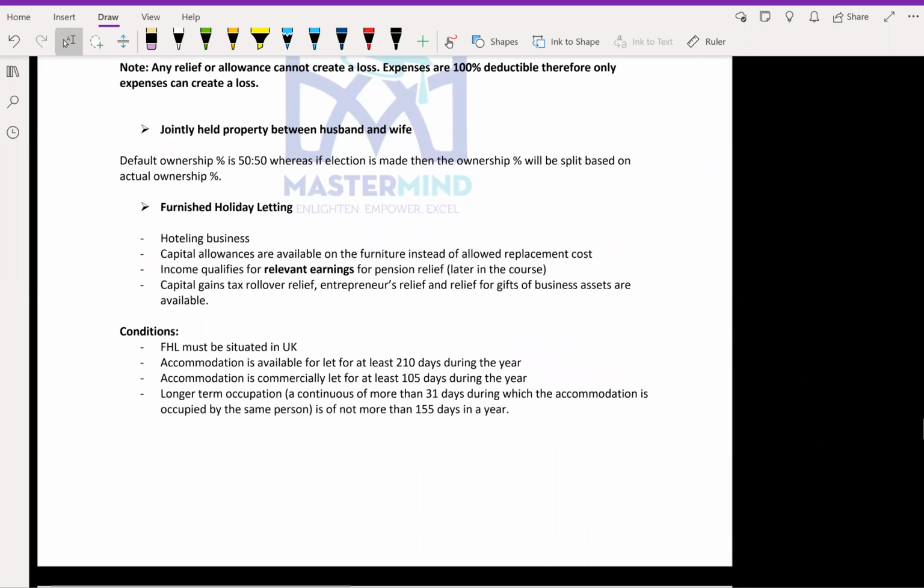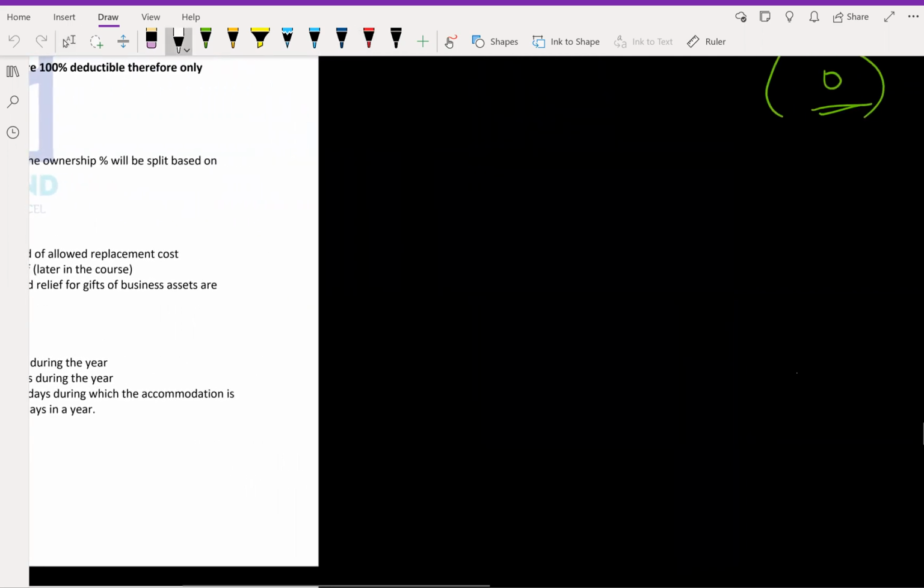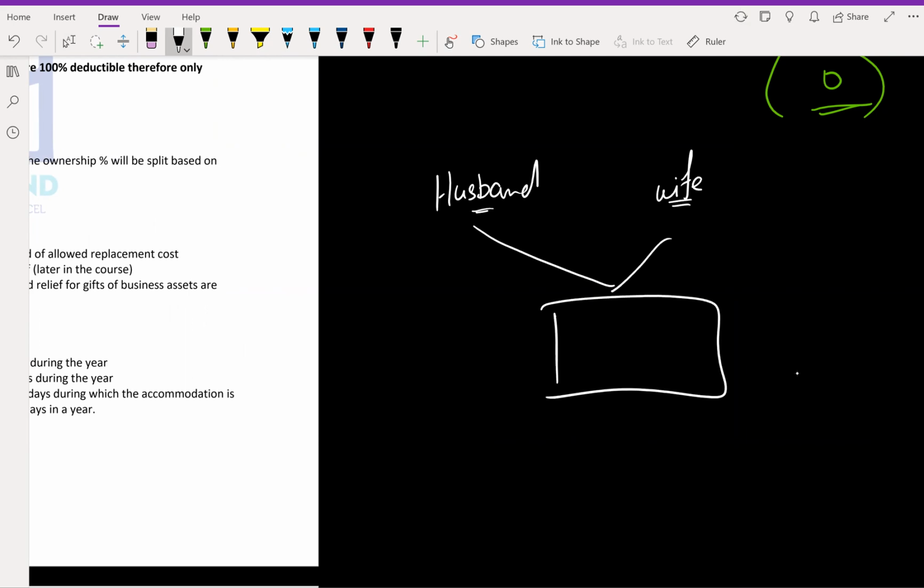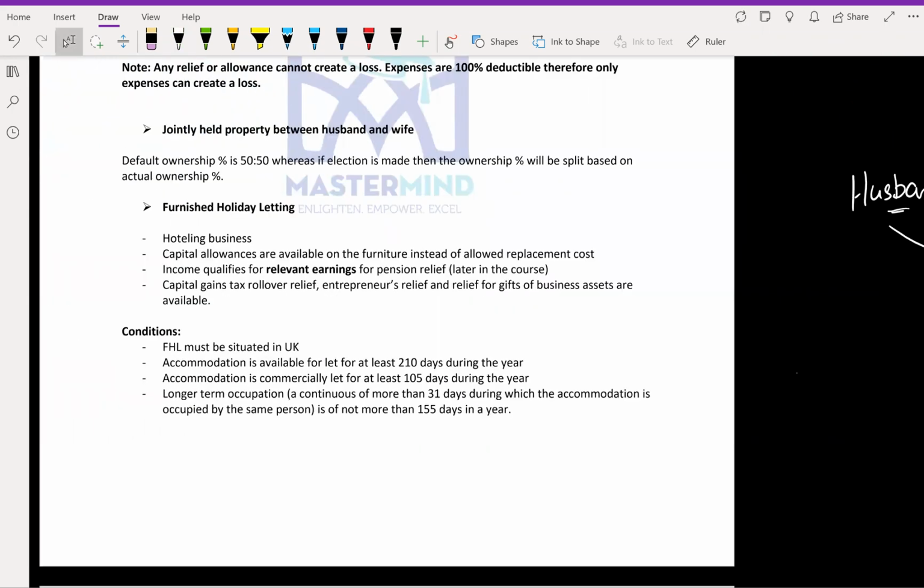Jointly held property between husband and wife. Let's say the husband and wife pool in funds to own a property. Now that's possible, right? If you see over here, it says that the default ownership is how much? 50-50.